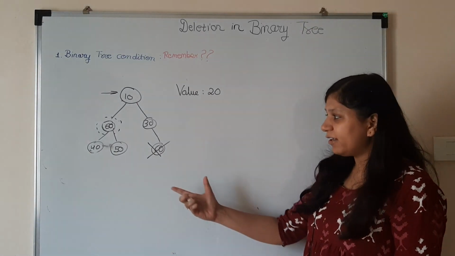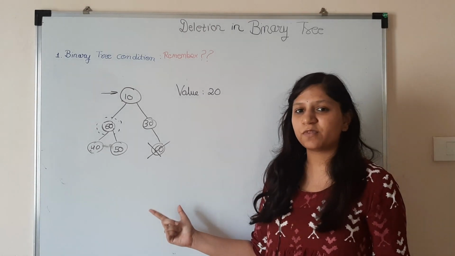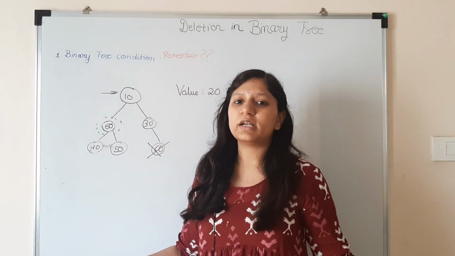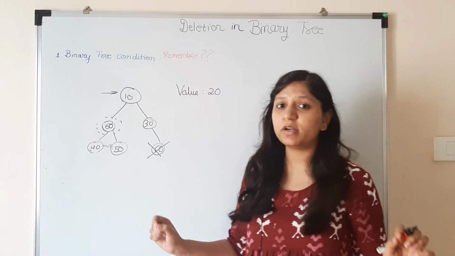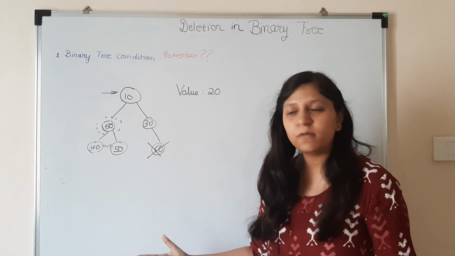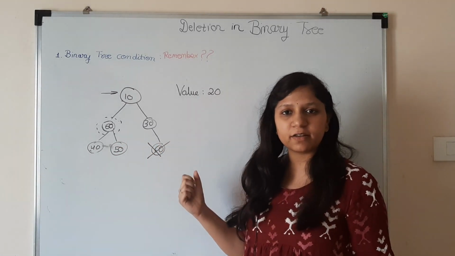So it gives me an illusion that 20 was kept here and 20 is deleted. Since a binary tree has no condition on where I can put the elements, just one condition that any node cannot have more than 2 children, this condition is satisfied here. A node containing the value 20 is deleted, in a way.